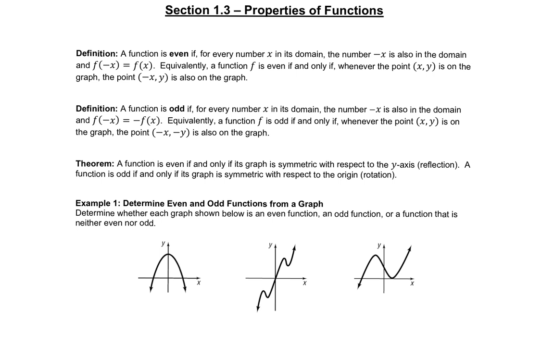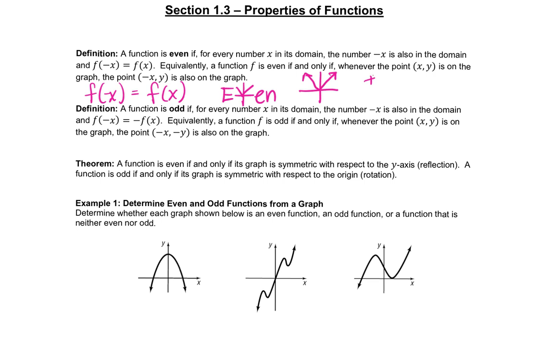Equivalently, the function f is even if and only if whenever the point (x, y) is on the graph, the point (negative x, y) is also on the graph. So, f of negative x is equal to f of x. So those two things will be equal to each other. An easy way to think about this is it will be even, and this is an example of an even graph or an even function.